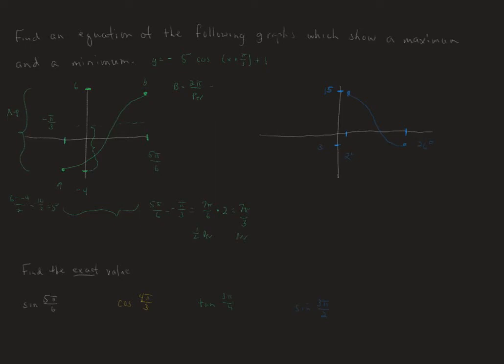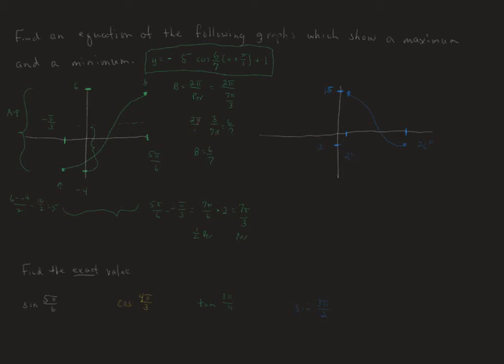So our b is going to be 2π over 7π/3. That's 2π times 3 over 7π. We can cancel the pi's, and that is going to give us, I think, 6/7. So our b is going to be 6/7, and that's going to go right there. That's one equation of that curve.